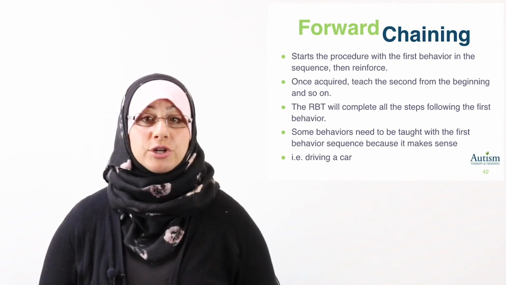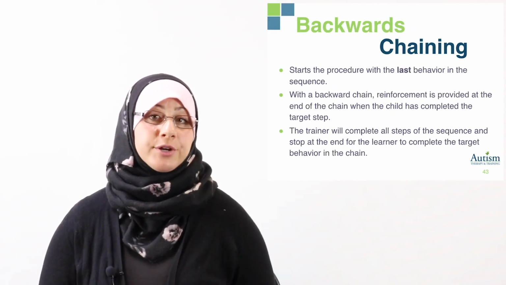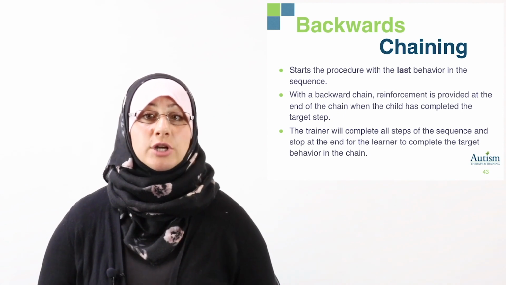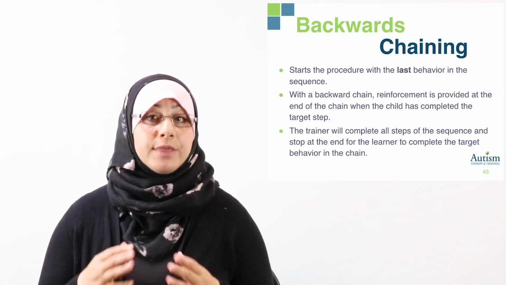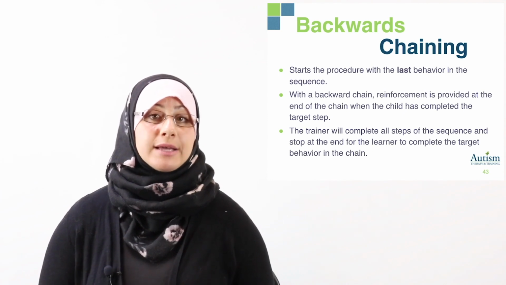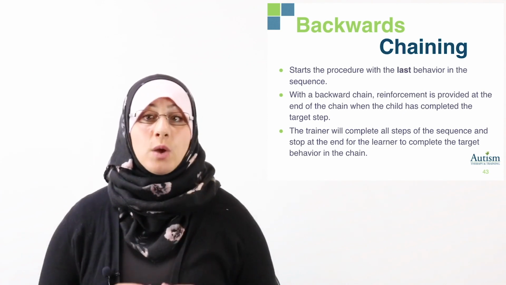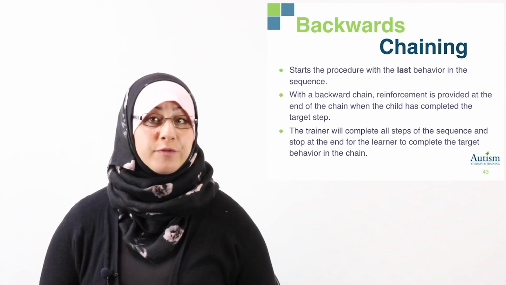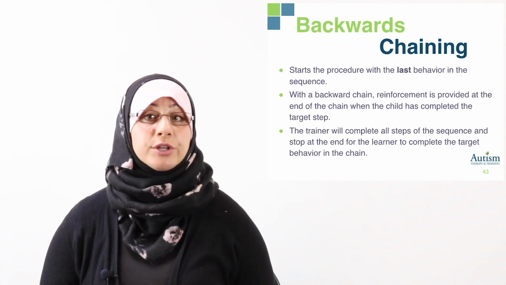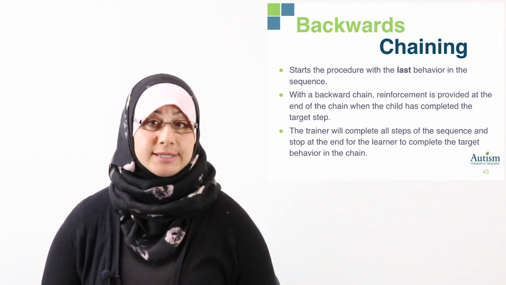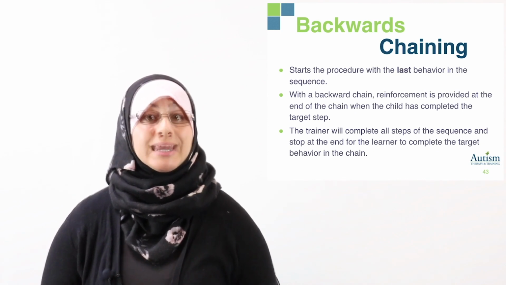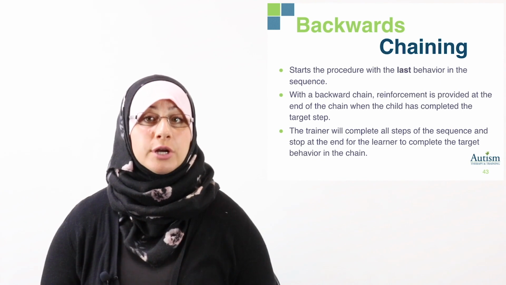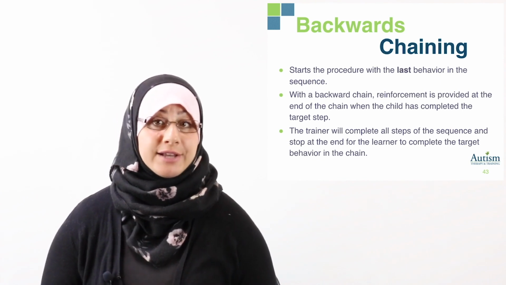A backward chain starts the procedure with the last behavior in the sequence. The focus is on teaching the last step and working your way back. Then you do the second from the last, and so on. With a backward chain, reinforcement is provided at the end of the chain when the child has completed the target step. The trainer will complete all steps of the sequence and stop at the end for the learner to complete the target behavior in that chain.